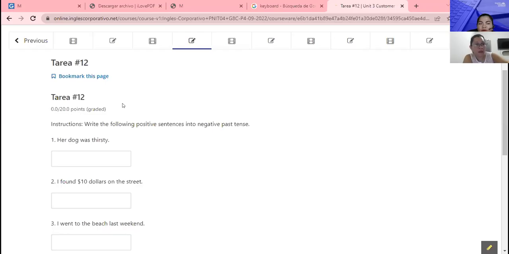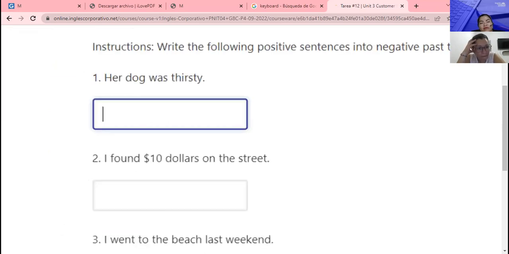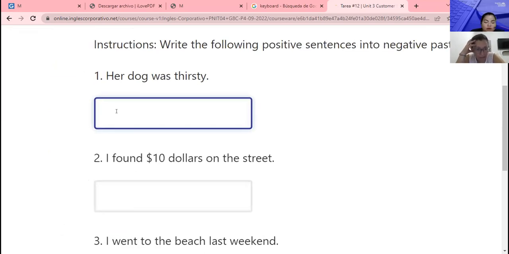Can you see my computer? It says, write the following positive sentence into negative past tense. Yes. Right? Okay. So we have there the first one, what do you have there? Her dog? Her dog didn't.